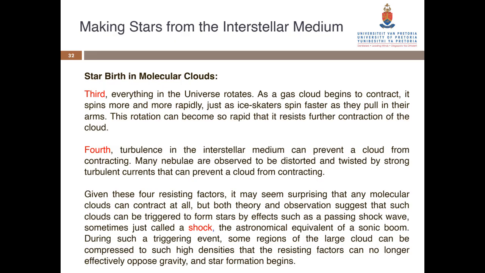Thirdly, everything in the universe rotates, and as the gas cloud begins to contract, it spins more rapidly. So think about this as the conservation of angular momentum. A figure skater with her arms extended will spin more slowly, and if she pulls in her arms, she will spin more rapidly. So just as ice skaters spin faster as they pull in their arms, this rotation becomes so rapid that it resists further contraction of the cloud. So the third thing is gravity must overcome the resistance due to the rapidly spinning cloud.